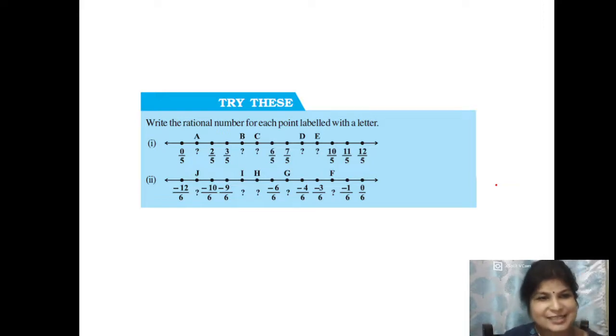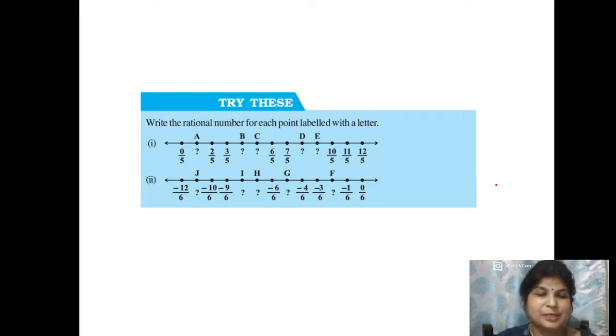So this is a homework for you. You try this at home. Write the rational number for each point labeled with a letter. So I'll just explain what you have to do, but you have to do it on your own, and you can write down the answer in the comment section. And in case of any doubt also, you can ask in the comment section and I will definitely reply to it.